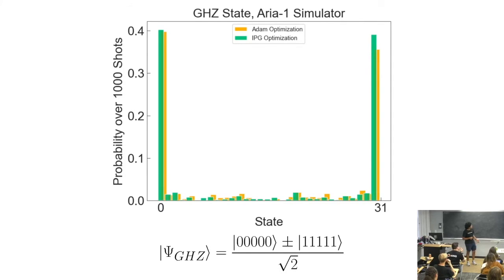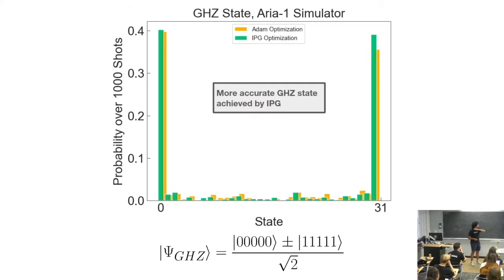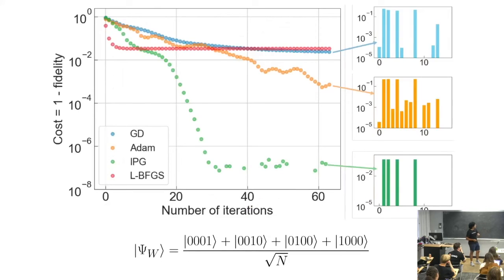But when we compare that to, let's say, the green bars, which represent the data we got from IPG, the parameters that our algorithm put out, and Adam, the parameters that that optimizer put out, you can see that the green bars are more closely aligned with the GHZ state than the orange bars, showing superior convergence even in the presence of noise, with the bars being of the same height as we expect, and there being minimal noise between our 000 and our 111 state. And so more accurate states are achieved by this.